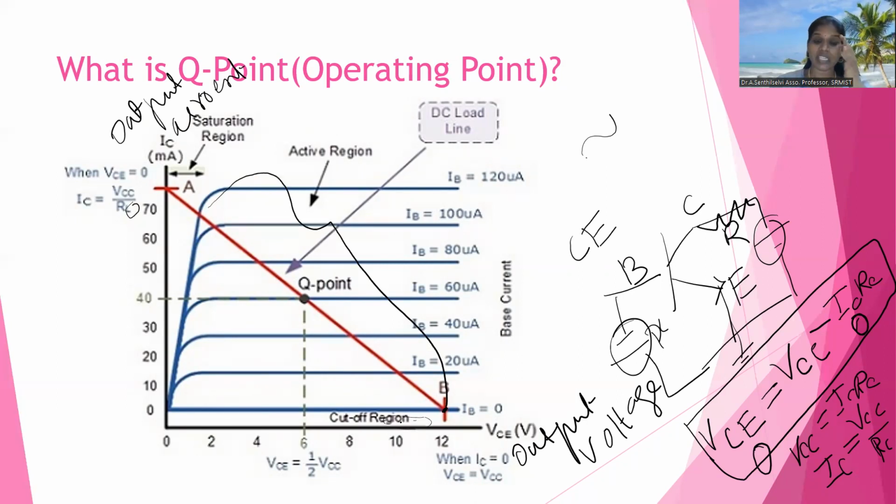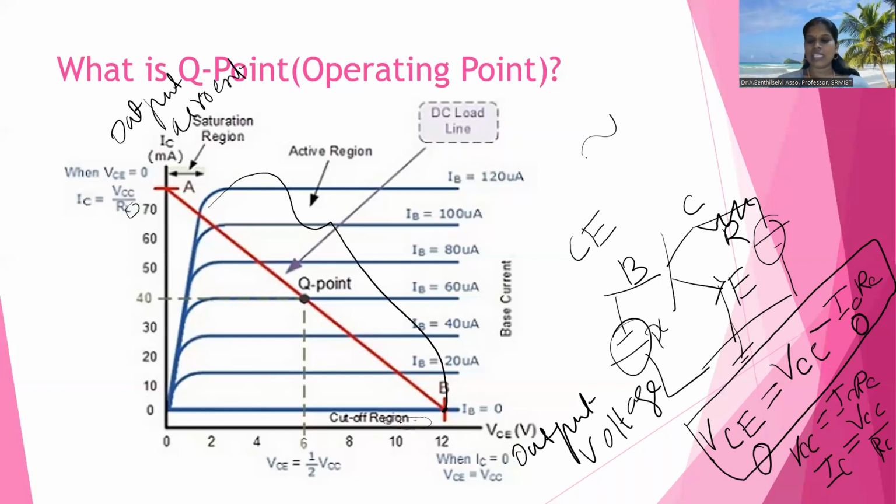If it is in a cutoff region, for some applications we need to work the transistor in a cutoff region. For some applications, our transistor will work in a saturation region. If it is in an active region, the working depends on the selection of the Q point being a correct one. This is about the Q point.